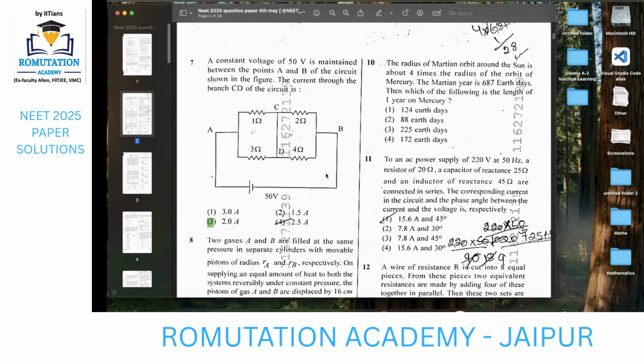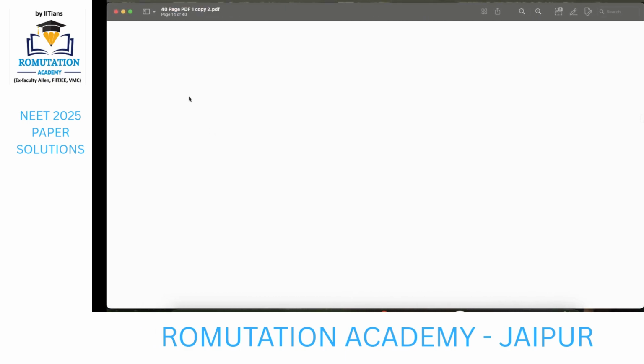The 10th question reads that the radius of the Martian orbit, Martian means it must be talking about Mars, around the Sun is 4 times the radius of the orbit of Mercury. Mars has 687 Earth days as its year, right? A year is the time taken to complete one revolution around the Sun. So Mars basically takes 687 Earth days. Which of the following is the length of 1 year of Mercury? So let's start discussing.